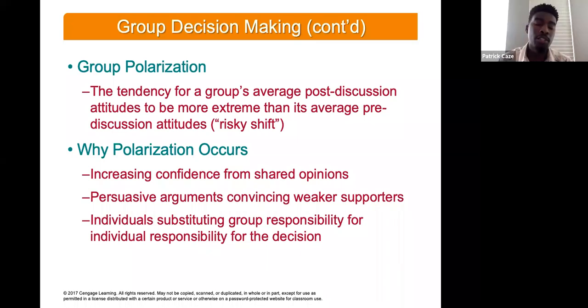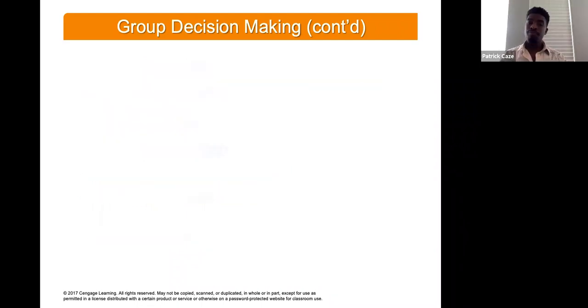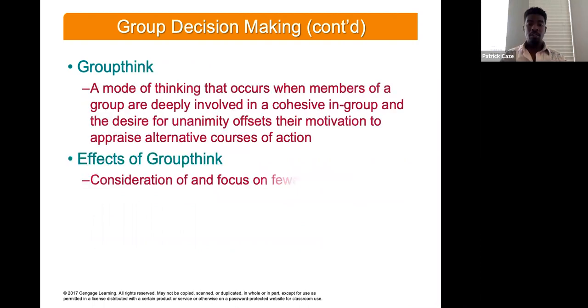The next one is individuals substituting group responsibility for individual responsibility for the decision. All right. So what we're doing here is basically we are going with the group instead of just saying how we really feel. We're going to say, okay, well, the group thinks that, so I'm just going to let the group be responsible instead of me taking responsibility and making my own decision. I'm going to lean on the group to make my decision for me, right? And so again, you have some polarization there because that may not necessarily be a decision you would have made, but because you decided that you wanted to leave the responsibility for the decision to the group, you kind of stuck with the way things are.